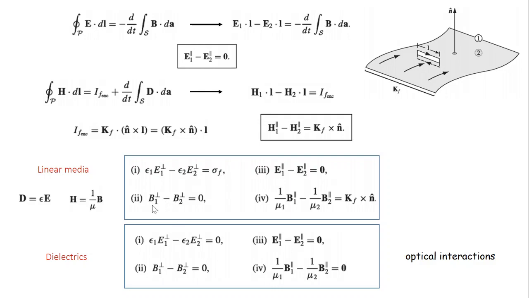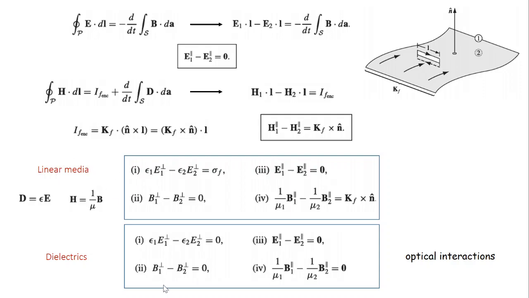Second result remains the same, B1 perpendicular minus B2 perpendicular equal to 0. Third result remains the same, E1 parallel minus E2 parallel equal to 0. In the fourth equation, it becomes 1 over mu1 B1 parallel minus 1 over mu2 B2 parallel equal to K_f cross n. So these are the boundary conditions for the case of linear media.